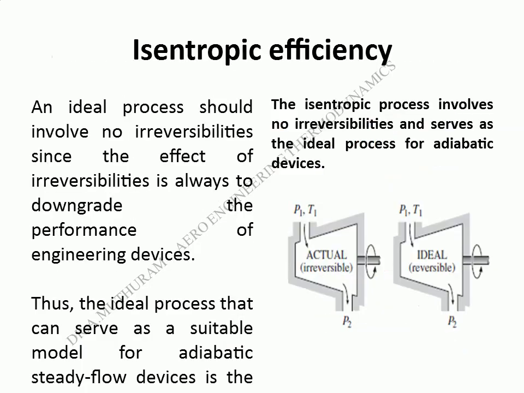Isentropic efficiency. An ideal process should involve no irreversibilities since the effect of irreversibilities is always to downgrade the performance of engineering devices. Thus, the ideal process that can serve as a suitable model for adiabatic steady flow devices is the isentropic process. The isentropic process involves no irreversibilities and serves as the ideal process for adiabatic devices.